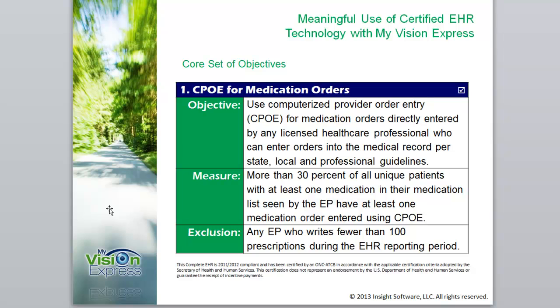So the objective is using computerized provider order entry for medication orders directly entered by any licensed healthcare professional who can enter orders into a medical record per state, local, and professional guidelines. Now the measurement is more than 30% of all unique patients with at least 1 medication in their medication list seen by the EP have at least 1 medication order entered using CPOE. There is an exclusion that applies for both the 90-day reporting period and the yearly reporting period. If you are a doctor who writes less than 100 prescriptions during this reporting period, you can go ahead and take the exclusion. Now, how do you do this in My Vision Express?